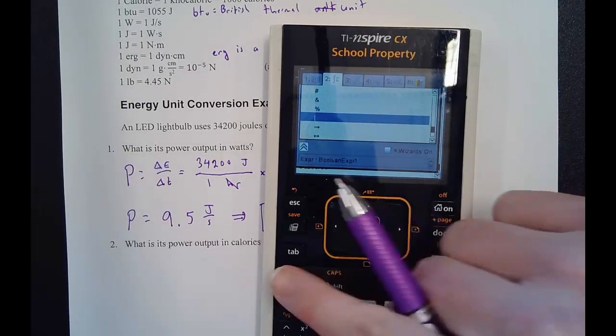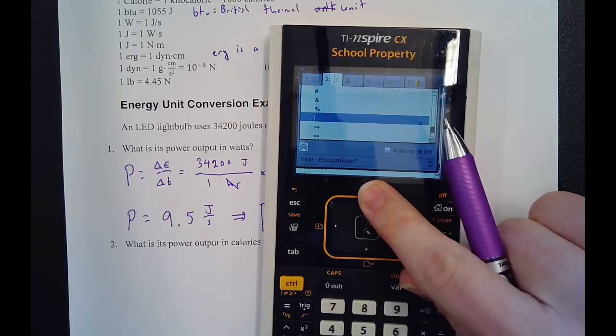Give me a second. I don't even know what this is. How does this go away?